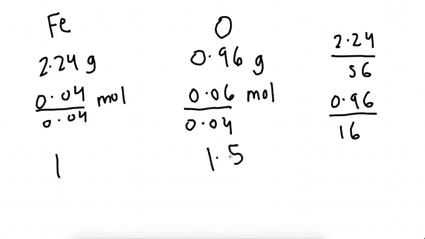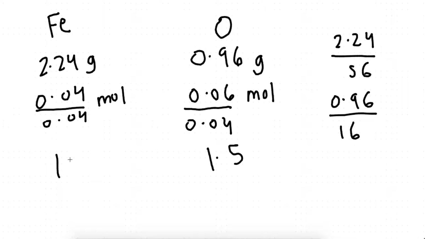Now this happens a lot. We don't want a decimal number. We can't have a decimal number. So in order to get rid of this decimal number, we have to multiply both these numbers by another number to get whole numbers. So if I multiply 1 times 1, I still get 1. 1.5 times 1, I still get 1.5. Let me pick a bigger number. I multiply both these numbers by 2.